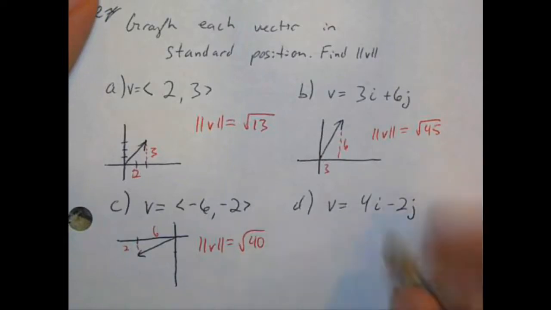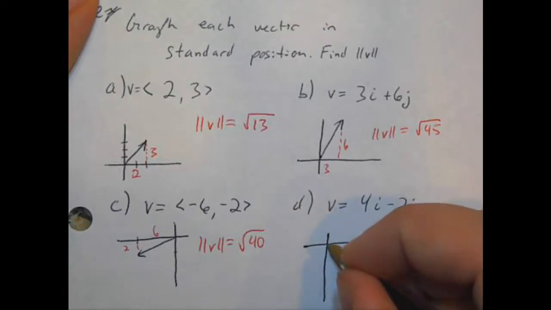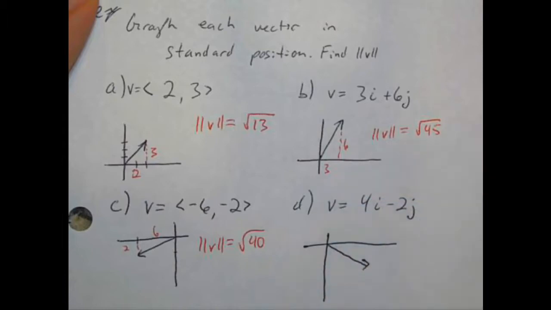All right, same idea, over 4, down 2 now. So over 4, down 2 would put us in the fourth quadrant. So over 4, down 2, something like that. Notice I have arrows on the ends of all of these, such that I went 4, down 2. The magnitude of this vector v would be square root of 20.